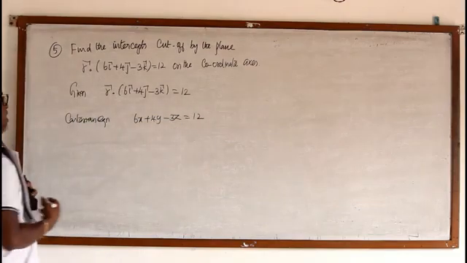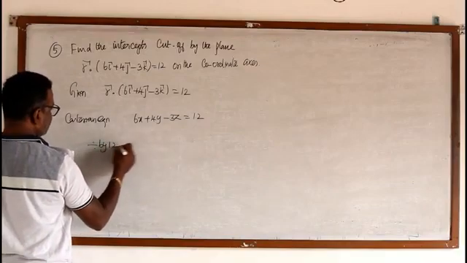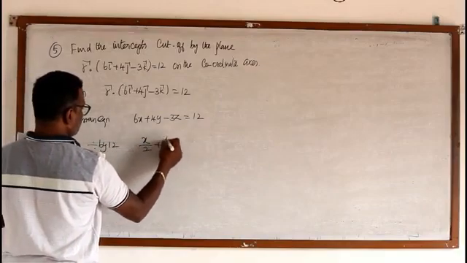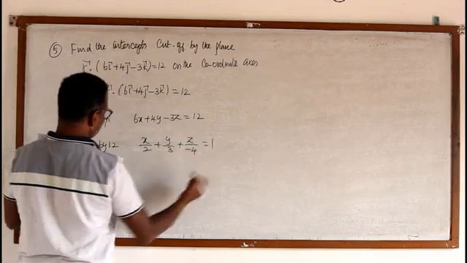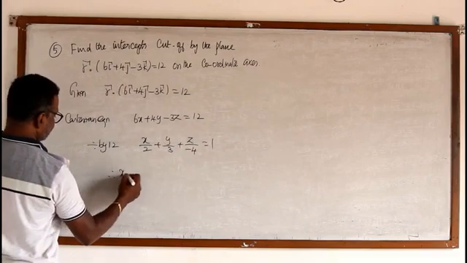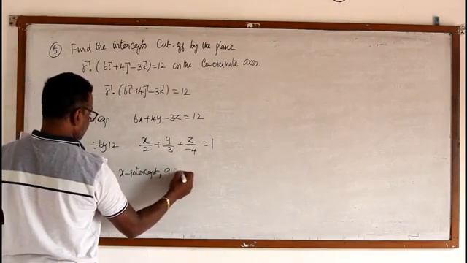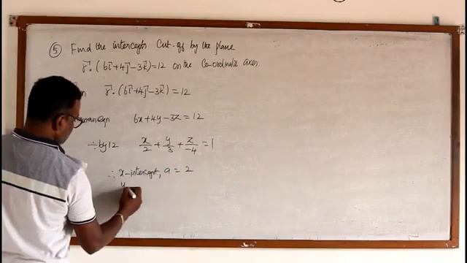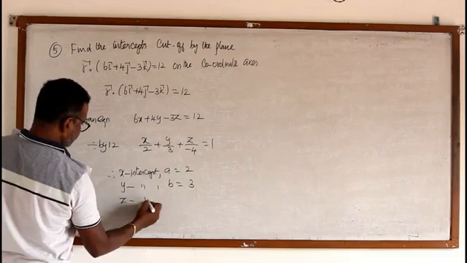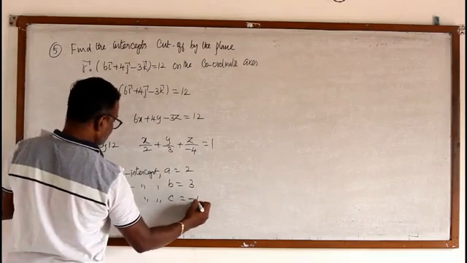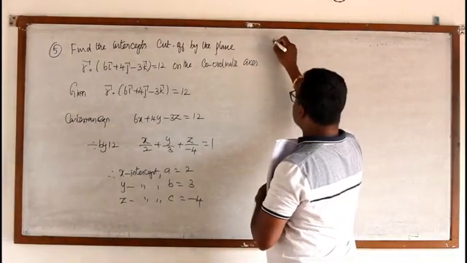I need intercept form, that means this 12 must become 1. Therefore, shall I divide by 12? Then it is x by 2 plus y by 3 plus z by minus 4 equal to 1. That's all. Then x intercept a equal to 2, y intercept b equal to 3, z intercept c equal to minus 4. That's a simple one mark problem. Similarly, sixth one.